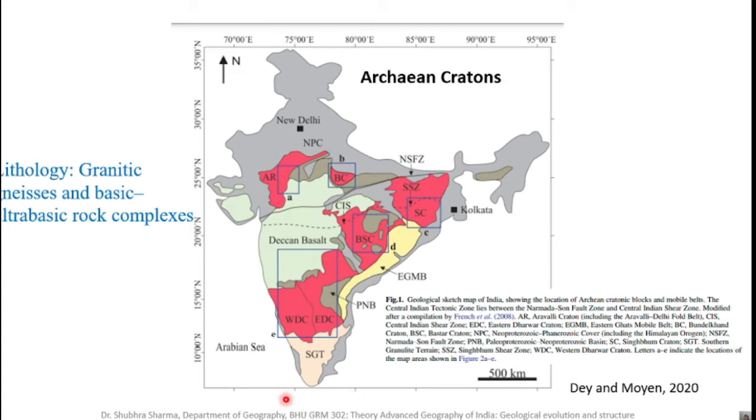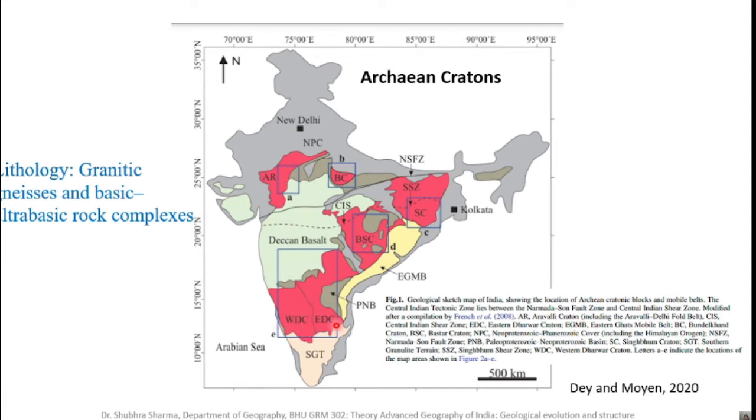This particular map here shows the distribution of these Archean Cratons, which is given by these dark pink colored polygons that you see here. So let's start from the north. This body here is known as the Aravali Craton. We have 4 cratons, Aravali Craton, this one is the Bundelkhand Craton, this one is the Singhbhum Craton. Then we have Bastar Craton. And then this large body is Dharwar Craton.